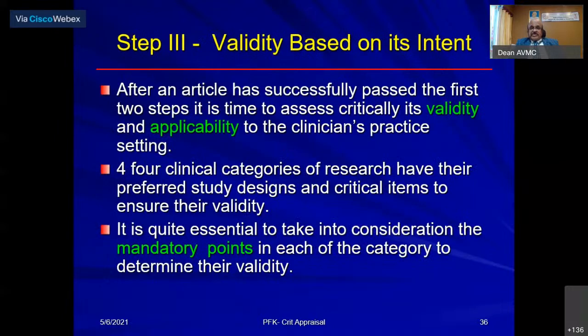Then this is validity based on the intent, see the applicability, 4 clinical categories, which I already said. And there are many tools available to critically appraise therapy-related articles, diagnosis-related articles, prognosis-related. The charts or the templates are there. You can use them, and beautiful templates are there in the net.